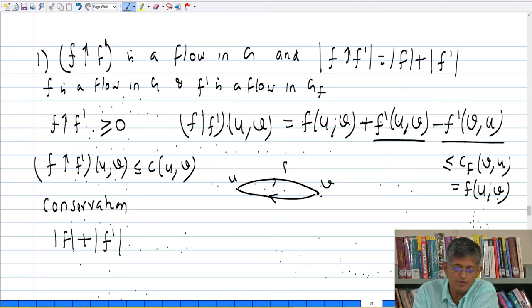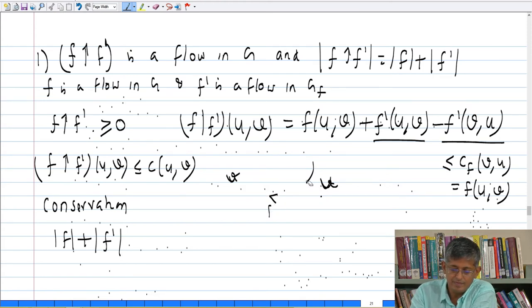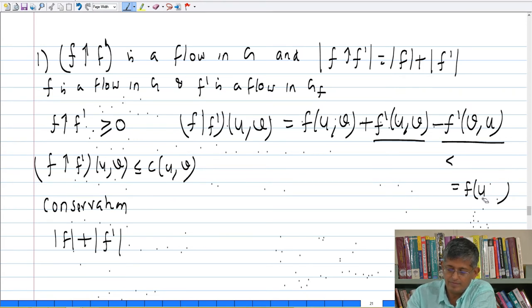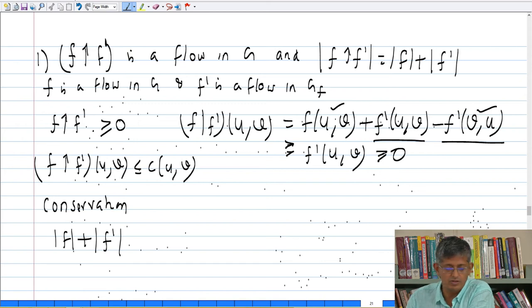You have uv. If you have a flow of f, then the capacity of this edge would have been f of, sorry, let me rename this correctly, f of v comma u. The capacity of this edge would have been f of u comma v. These two terms would cancel, and this would be greater than or equal to f prime of u comma v. And this is greater than or equal to 0 because that was a positive value on the flow.